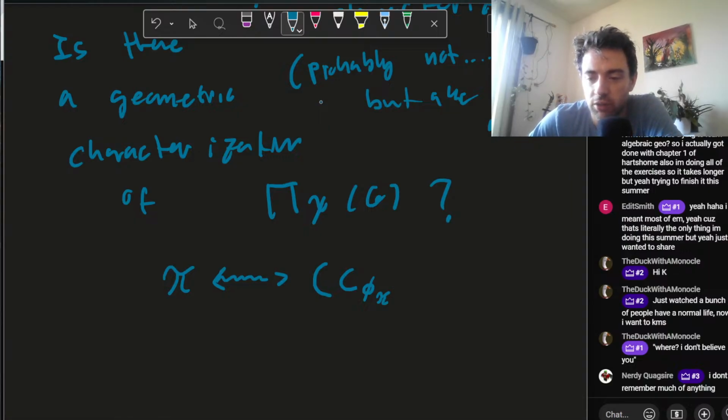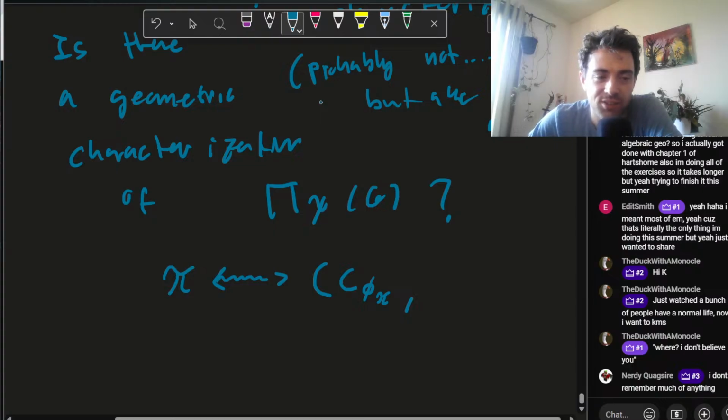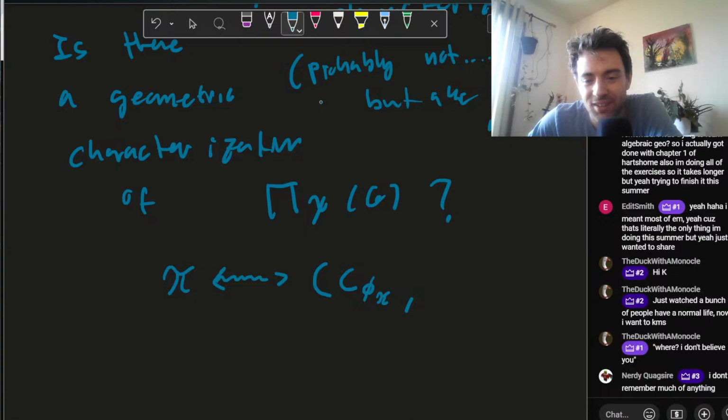Nerdy Quagsire doesn't remember much of anything. Well, you gotta do more homework then. That's how you break through. But I guess the problem is you have to remember to do your homework, and if you don't remember much of anything, that'll be tough.